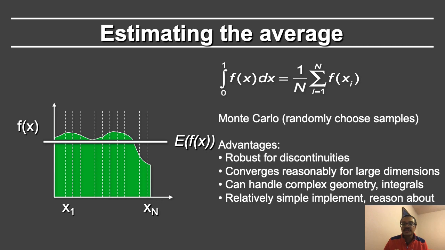We go back to the challenge of estimating the average. The advantages of Monte Carlo are that it is robust for discontinuities, it converges reasonably efficiently for large numbers of dimensions, it can handle complex geometry and complex integrals, and it is relatively simple to implement and reason about.